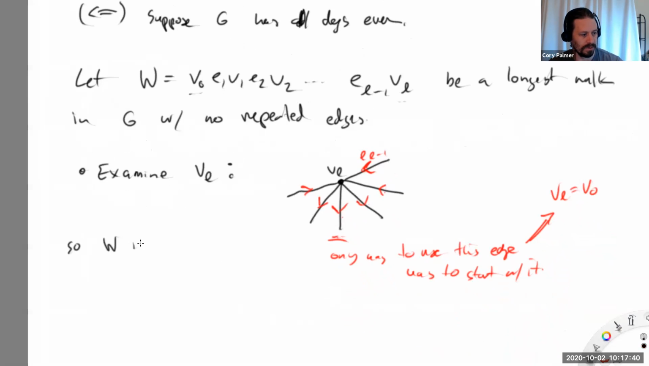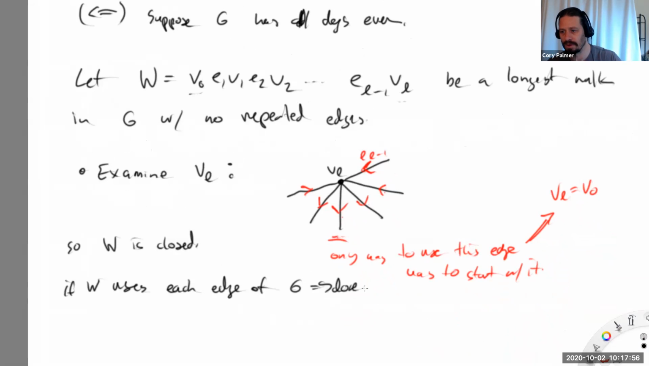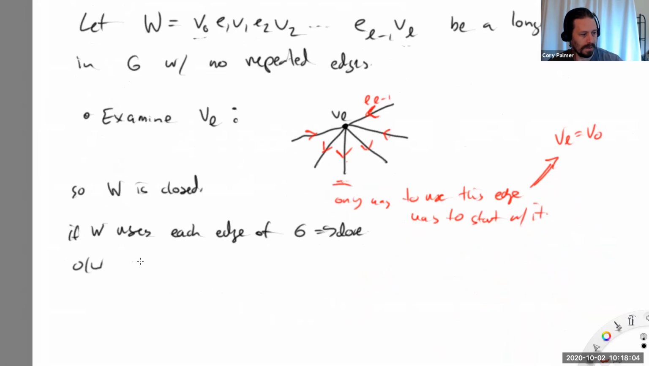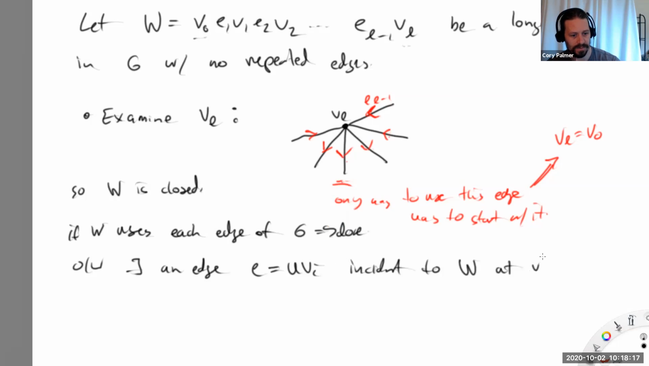So W is closed. Well, that's good, but that still doesn't solve the problem, right? If W uses each edge of G, then we're done, right? That's what we're looking for. We're looking for a walk that is closed and uses every edge of G. If it does that, then we're done. So otherwise, there exists an edge, E, which can be written as UVI, incident to W at vertex VI.